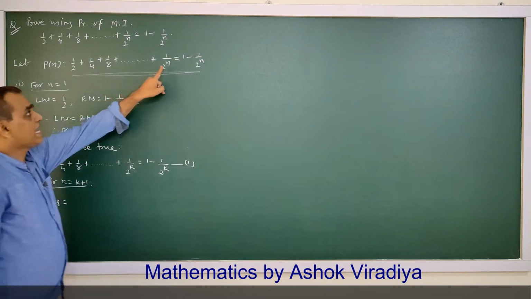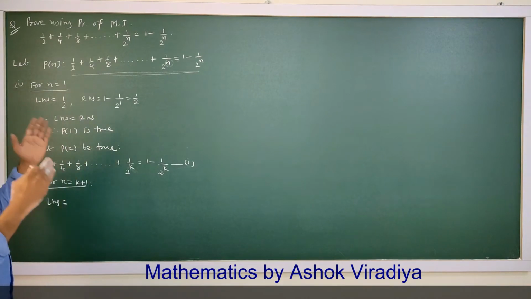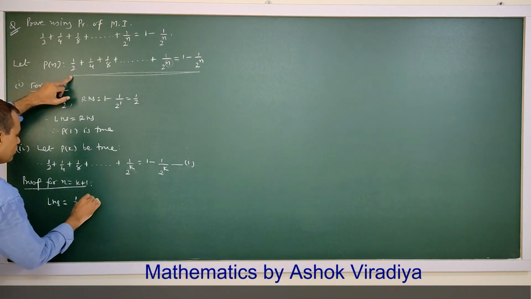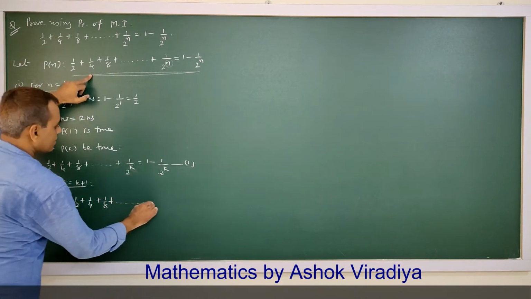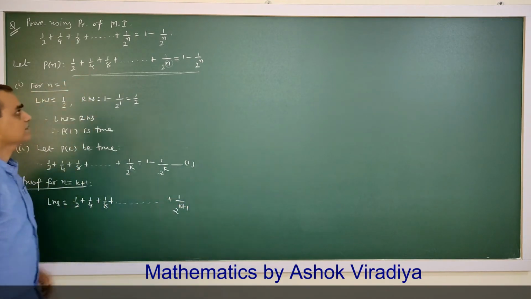Now here we replace n with k plus 1. So beginning from the left hand side for n equal to k plus 1. So 1 by 2 plus 1 by 4 plus 1 by 8 plus 1 by 2 raised to k plus 1.